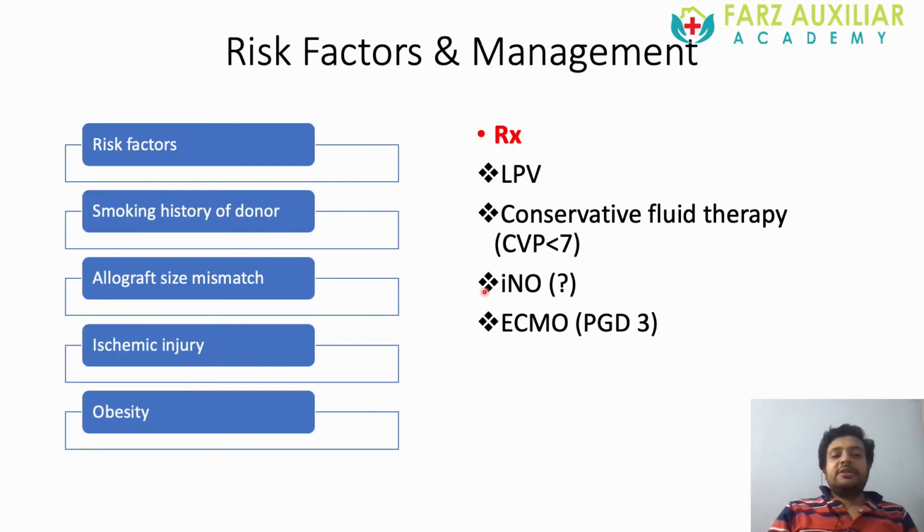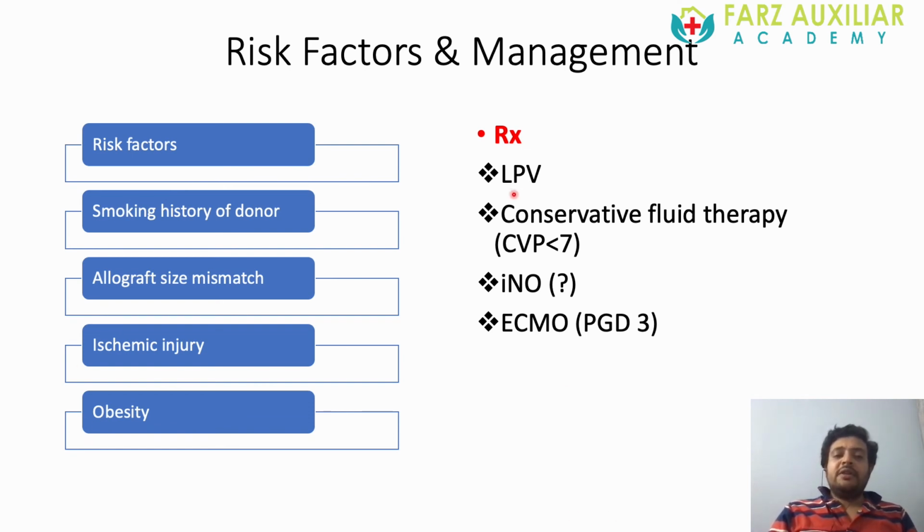Now, what are the risk factors? Various risk factors have been identified for PGD, like a smoking history of the donor, allograft size mismatch, ischemic injury of the harvested organ, and obesity. They have been identified as the risk factors for primary graft dysfunction.